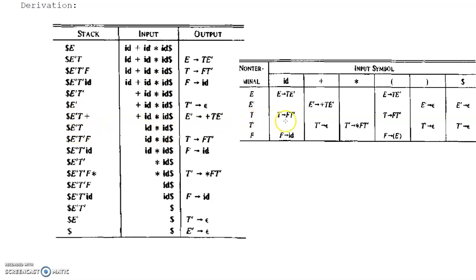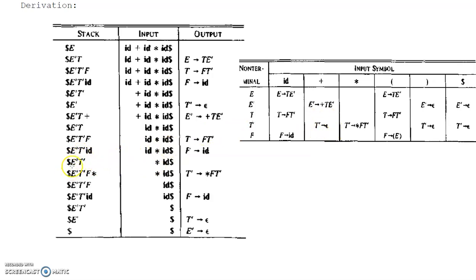Then once again the stack top contains T and the input contains id star id. T on id, we cross check, is FT dash. Now we reverse that right hand side, that is T dash F, and replace it in the stack. Now once again check F on id, F row and id column, that is F tends to id. The production's right hand side replaces F with id, both are the same, then we pop. Then T dash on star is epsilon, so T dash is replaced by epsilon.